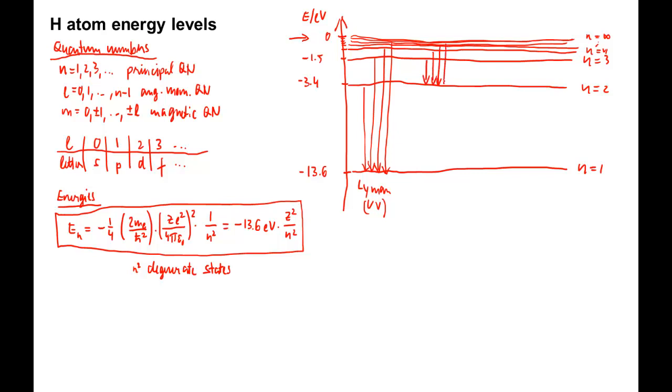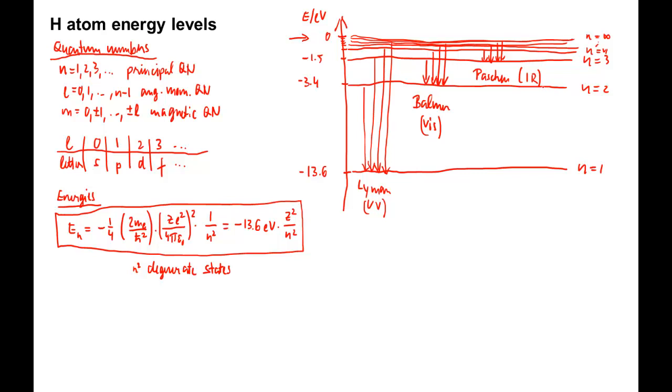Emissive transitions from higher excited states down to n equals 2, 3 to 2, 4 to 2, 5 to 2, and so on, form the Balmer series, which of course occurs in the visible. Transitions down to n equals 3 form the Paschen series and occur in the IR.